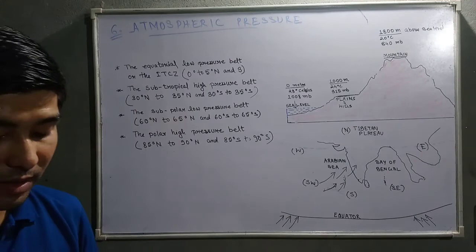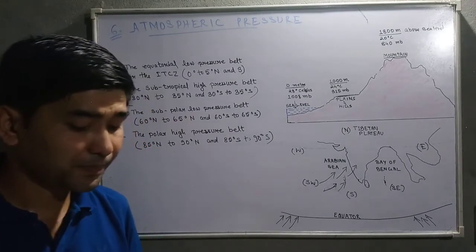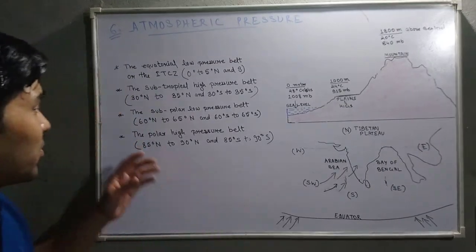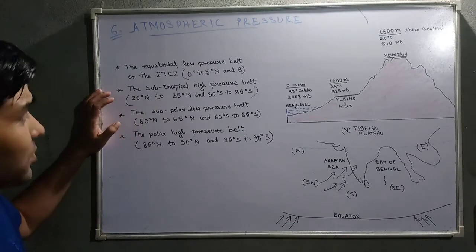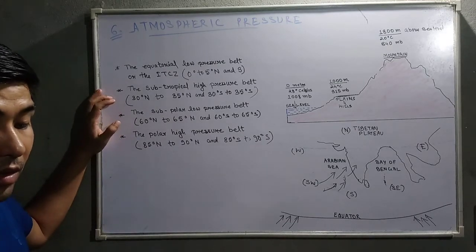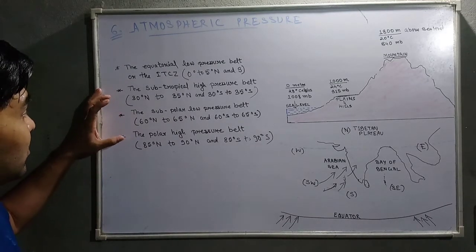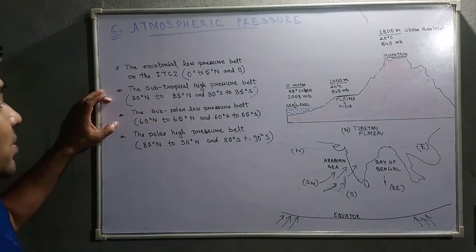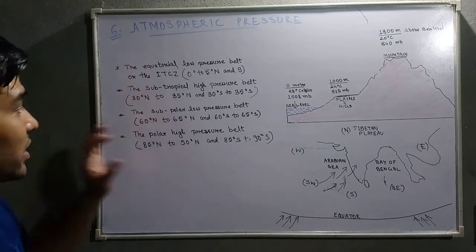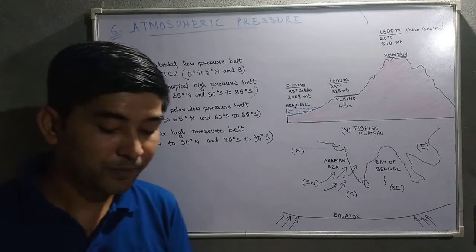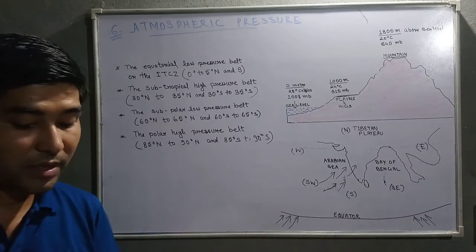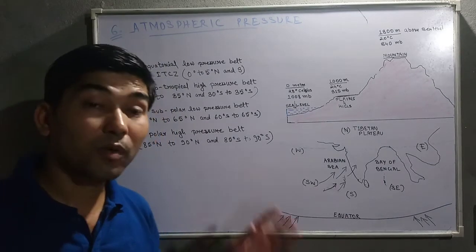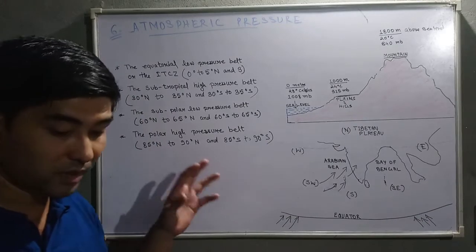Then come the westerlies. Westerlies blow from the subtropical high pressure belt to the subpolar low pressure belt, okay, from here to here, second number to the third number. And there is an important thing here. They blow constantly from the west.